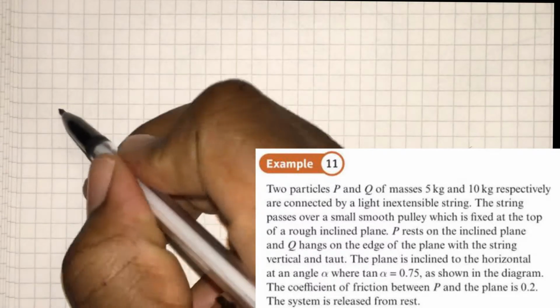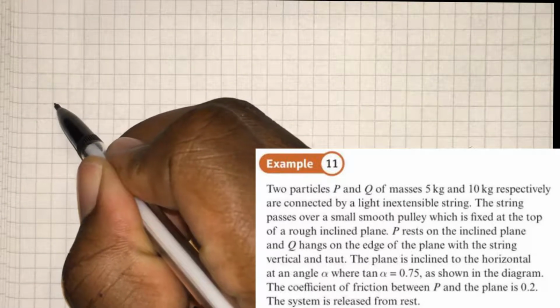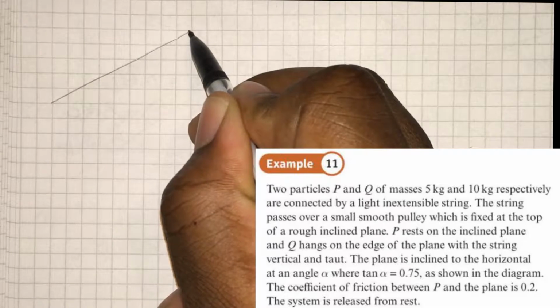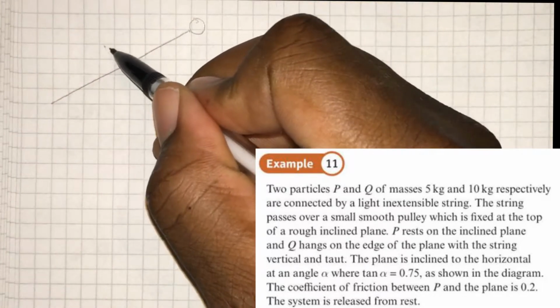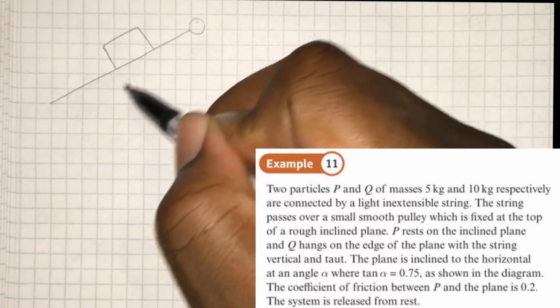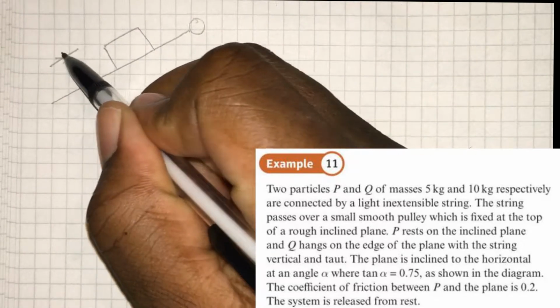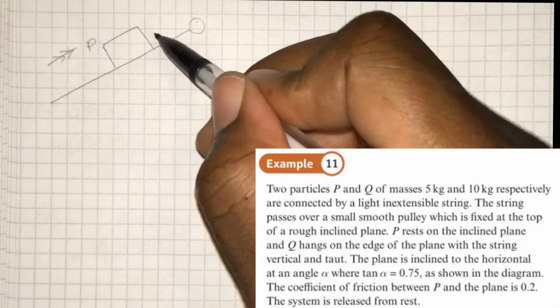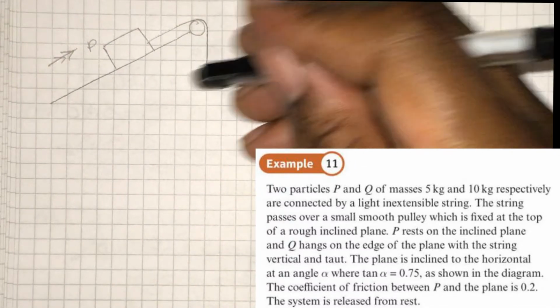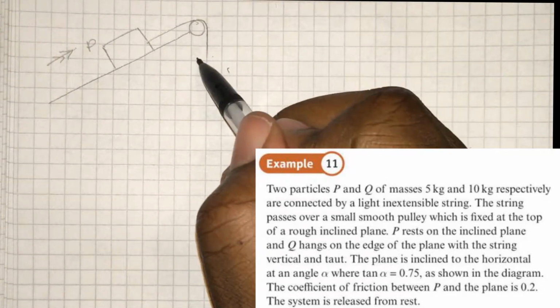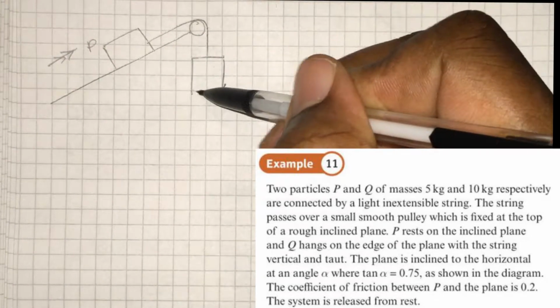Okay, so here we'll be looking at connected particles. Many of the concepts are the same as you saw in your first year, except we'll now be working on inclined planes. So we have two particles, P and Q, P being on the inclined plane and Q hanging over the edge. The two of them are connected over a small, smooth pulley by a light, inextensible string.